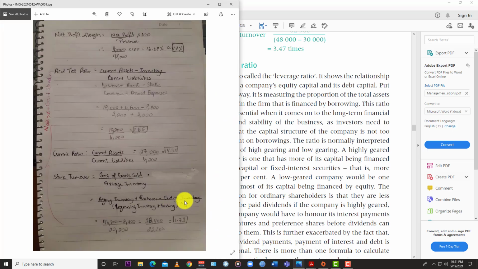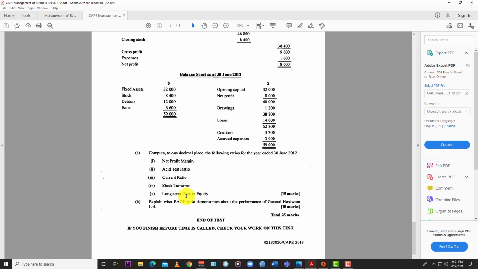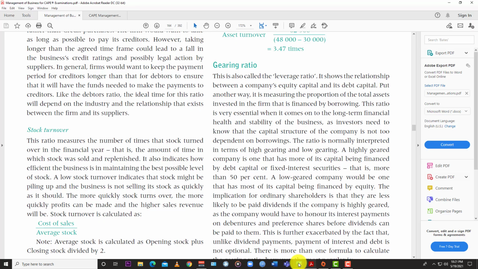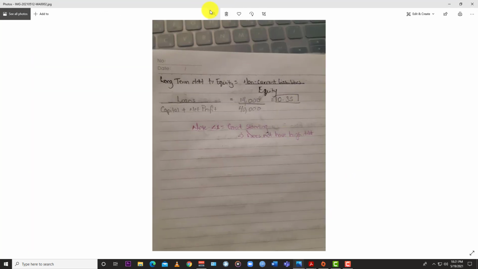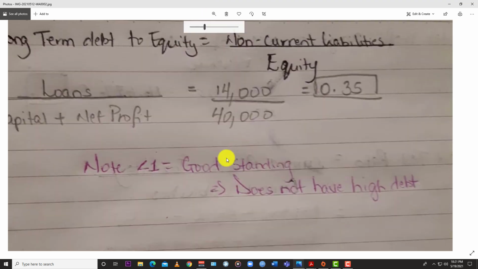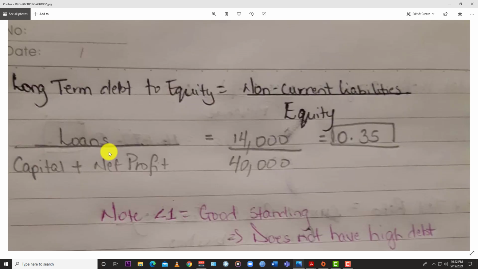And then they ask for the last one, which is the long-term debt to equity. Now I must say that this is good for the business, because the business has 0.35. That is good. That means that the company doesn't have a lot of debt, so they're in good standing. That's the last of this question right here. The firm is in good standing, doesn't have high debt, that's good.